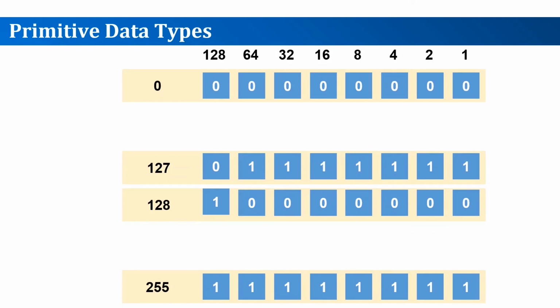What if we want to represent negative numbers? A possible solution is to think of the most significant bit, the bit to the most left, as a sign. 0 means positive and 1 means negative.